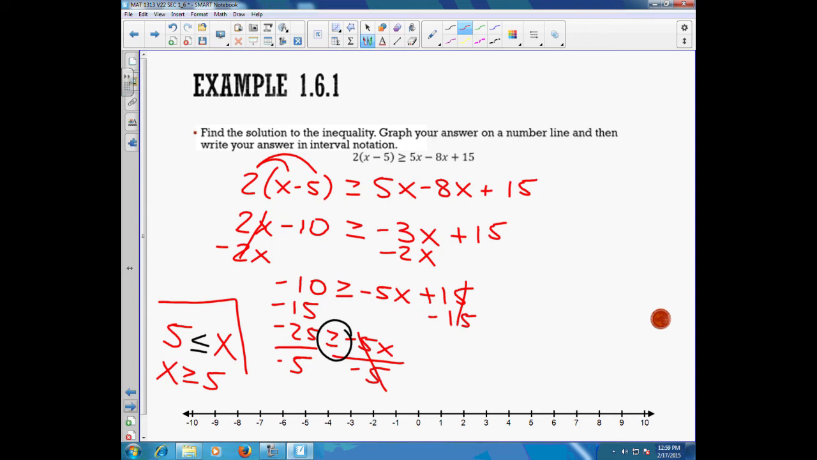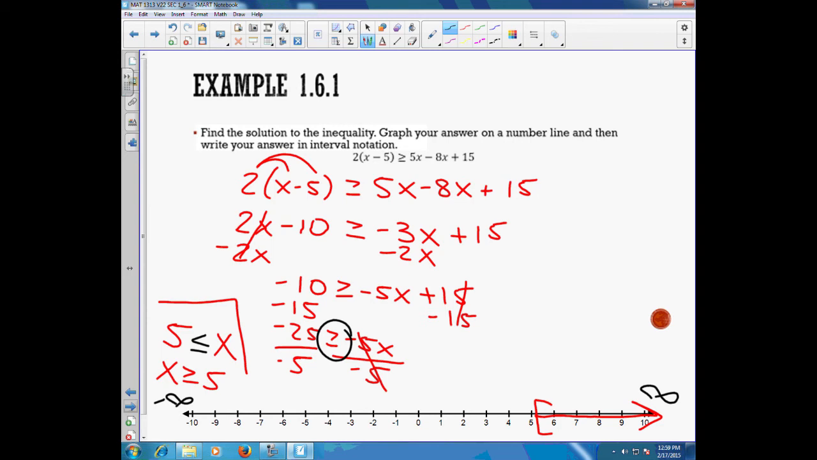So if we want to put that on the number line, we're going to look down at 5. Here's 5. We want all the numbers bigger than 5, greater than or equal to. And because it can be equal to, we're going to use a bracket. So we're going to use a bracket at 5 and all the numbers to the right of 5. So when using a number line, it's helpful to remember that on the left is negative infinity, and on the right is positive infinity.